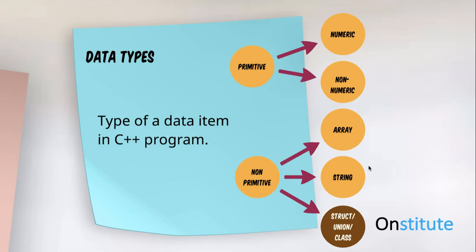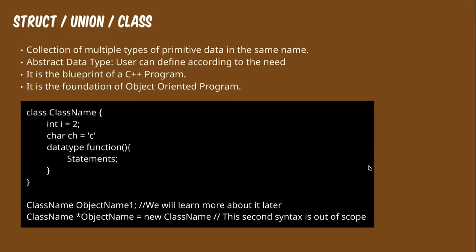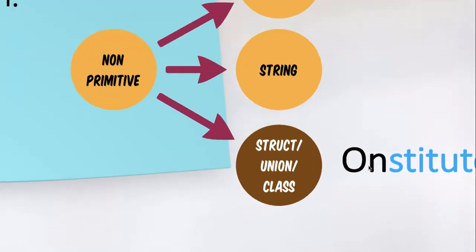The third one is struct, union, and class. These are non-primitive data types which denote the collection of multiple types of primitive data under the same name. Sometimes they are called abstract data types, sometimes they are called blueprints of a C++ program, but these are entirely different concepts, and we will learn some of it in the later part of the course. So this is all about the data types in C++.